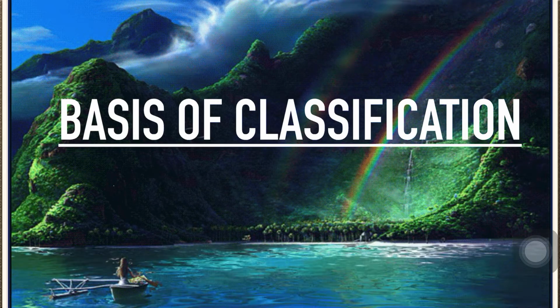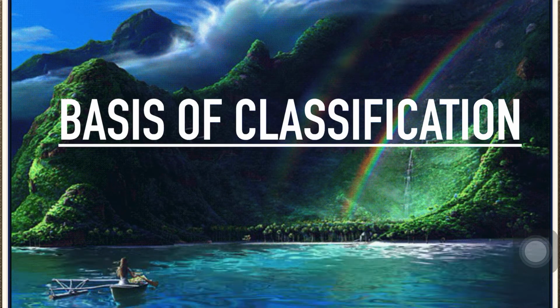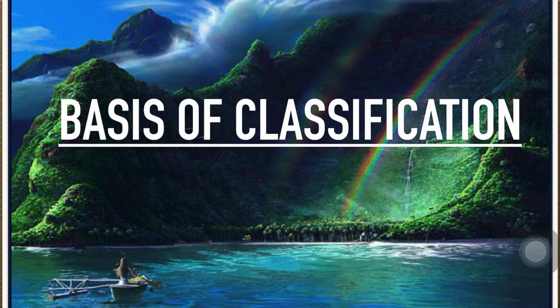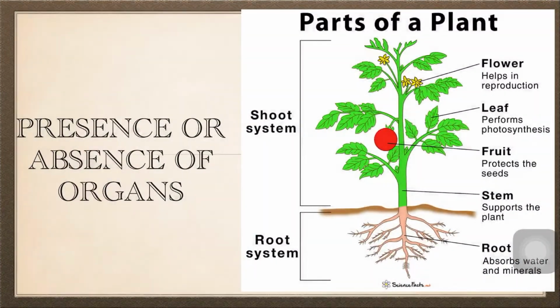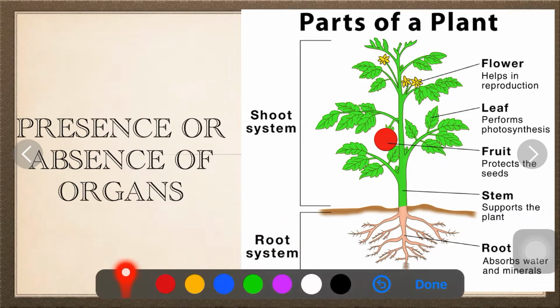Now let us see the basis of classification on which the kingdom Plantae has been classified. So the first criteria for the classification of plants is presence or absence of organs. Students, a plant has two organ systems, the shoot system and the root system. The shoot system is above ground and includes the organs such as leaves, buds, stems, flowers if the plant has any, and fruit if the plant has any.